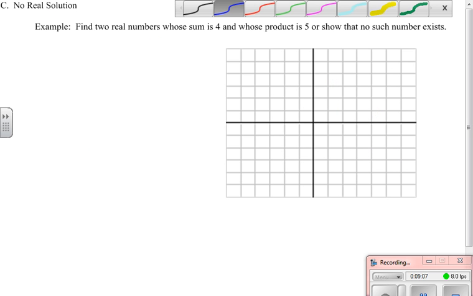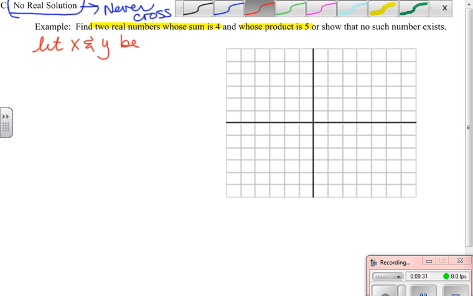If we're looking for no real solutions, and this is, it's never going to cross, we're going to go through the same thing, except this time you have to write the equation. Two real numbers whose sum is 4, whose product is 5. So I need to let x and y be real numbers. So the first part, whose sum is 4, so x plus y equals 4, whose product is 5, x times y is 5.